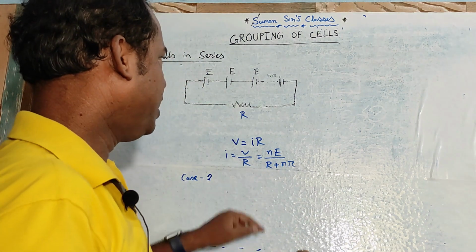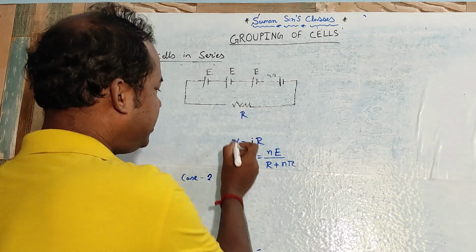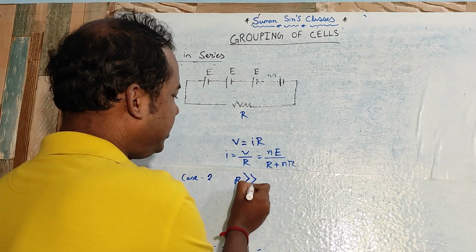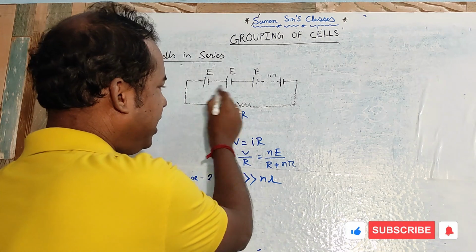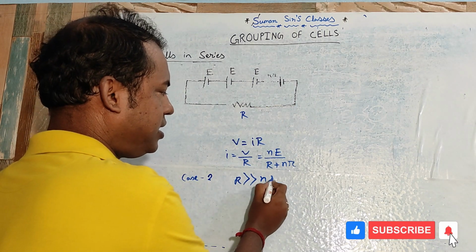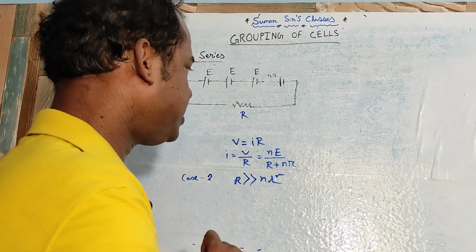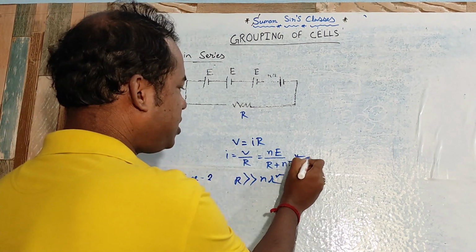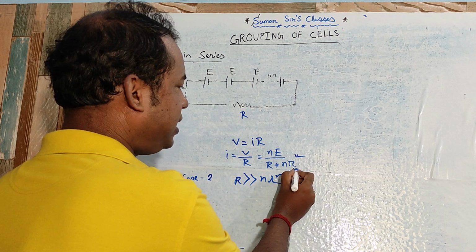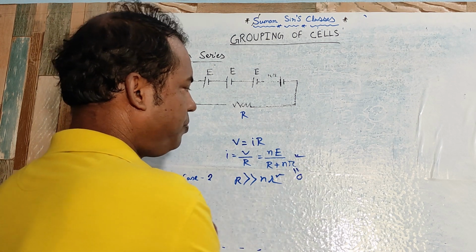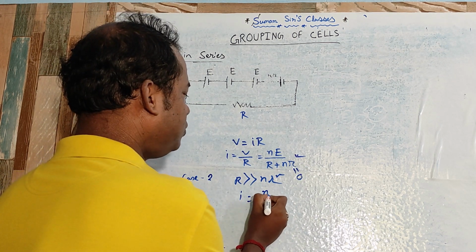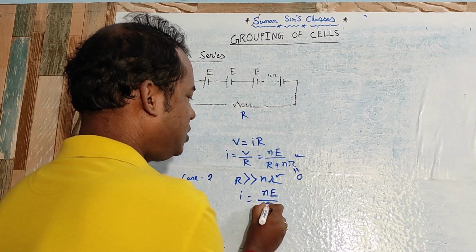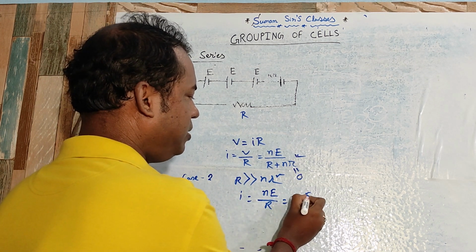So same thing, here we consider the external resistance R is greater than nr. Here n is the number of cells, and the internal resistance is nr. R is the external resistance. When R is greater than nr, from these equations we just neglect the nr, this equals 0. Therefore I equals nE by R, that means n into E by R.